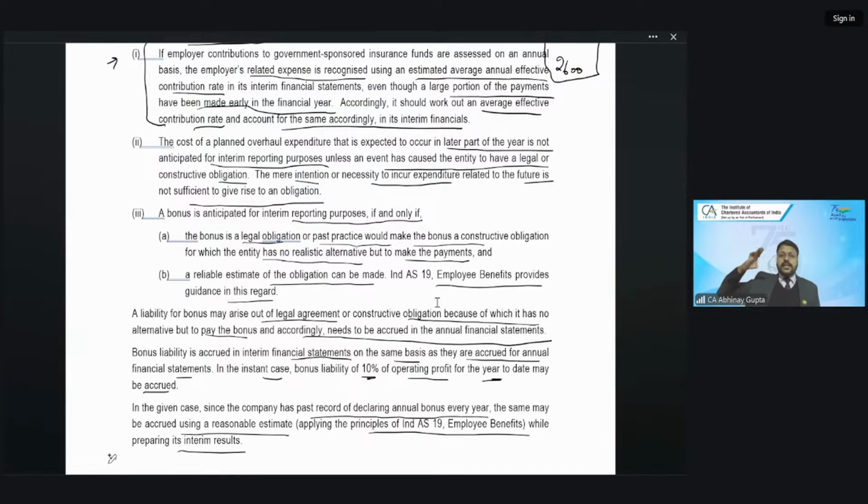Under Ind AS 37, Provisions, Contingent Liabilities and Contingent Assets, you must have studied that a present obligation, if it exists, either because of a legal obligation or a constructive obligation, whether you have agreed in writing with the employees that you will pay the bonus, or by virtue of your past actions you have set the expectation that you will pay the bonus, then it becomes your present obligation, and because it is your present obligation, a provision needs to be recorded. Are you able to recall this discussion from your Ind AS 37 class?